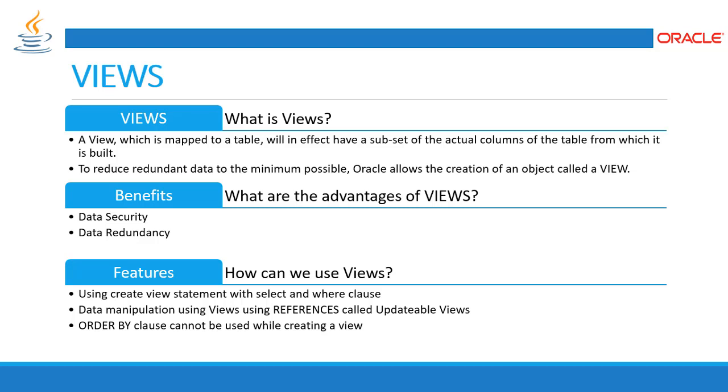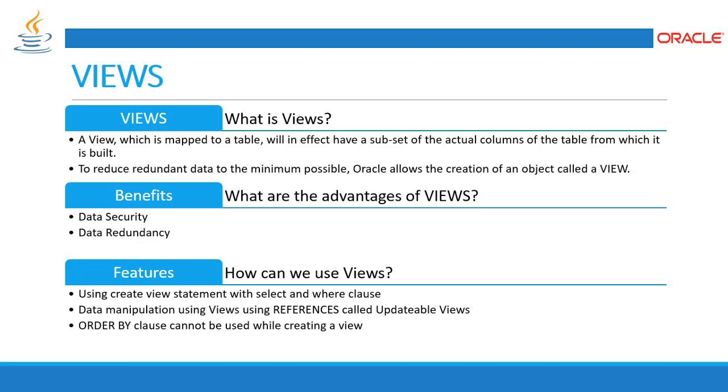So to reduce the redundant data to the minimum possible, Oracle allows the creation of an object that is called a view. The benefits of views are data security, as we discussed, and reduced data redundancy. These are the two major advantages of using views. Now the question comes, how can we use views? Using the create view statement with select and where clause, and we have the as keyword to link the view to the table. That's how we can create a view, but there are some rules we have to follow with views.